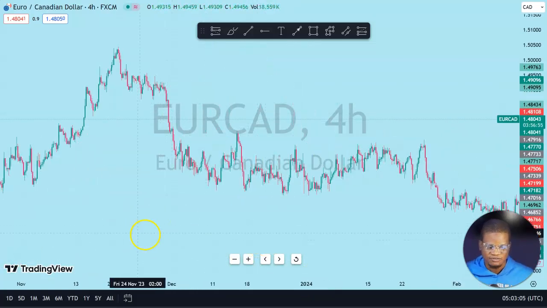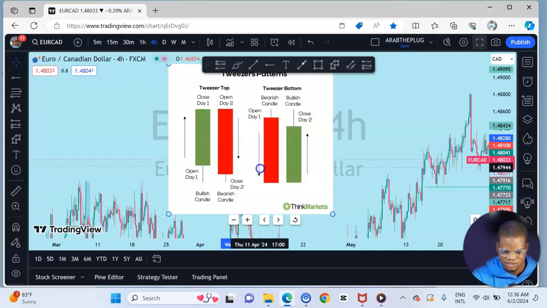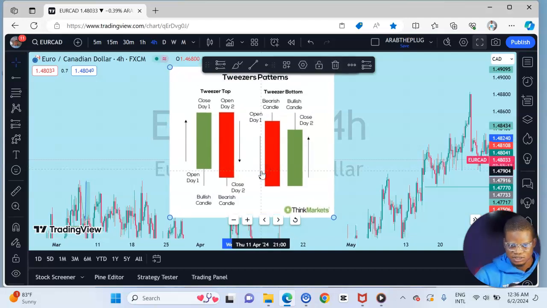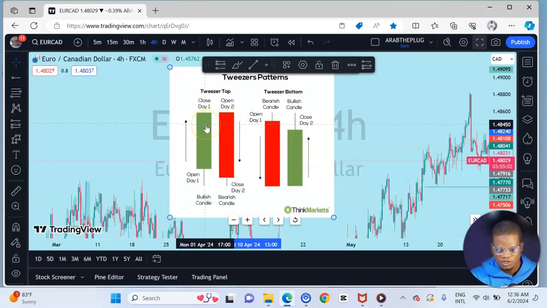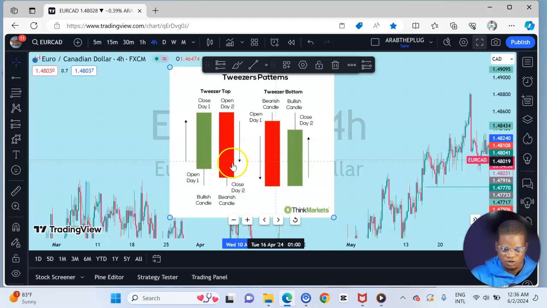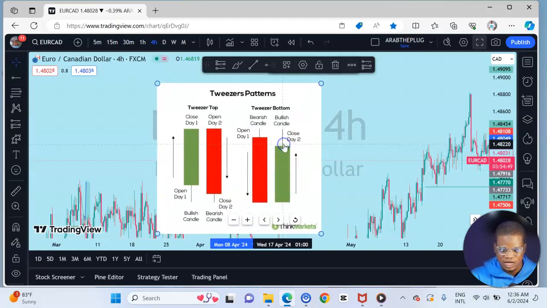So now, that is the first pattern. Let's go to the second pattern I'll be talking about in this video, the tweezers. Tweezer patterns, or what we call tweezer top and tweezer bottom, is a kind of candlestick pattern that involves two candles as well. One is bearish and the other is bullish, like we had in the bullish and bearish engulfing pattern. But you see that it's different from the engulfing pattern, because in this pattern, one does not actually engulf the other.